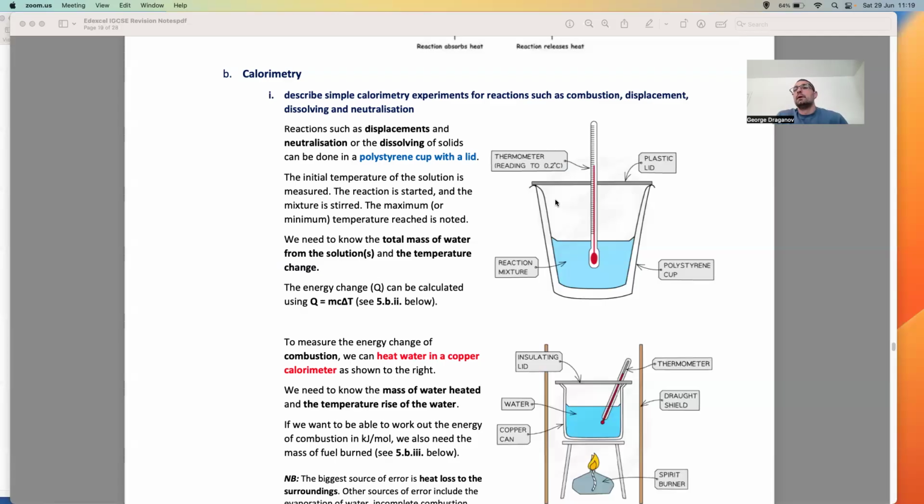Okay, now, after you reach the maximum or minimum temperature, you write that down, and therefore you'll have something called delta T, the temperature change. Then you'll be using an equation that you will see in a minute. But the main thing is how to get the temperature change. That's the objective of this practical. The rest of it, I'll explain in a minute with the equation.